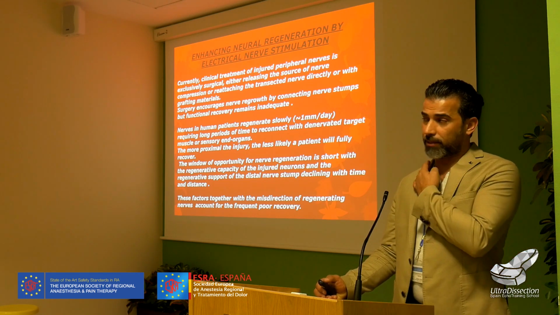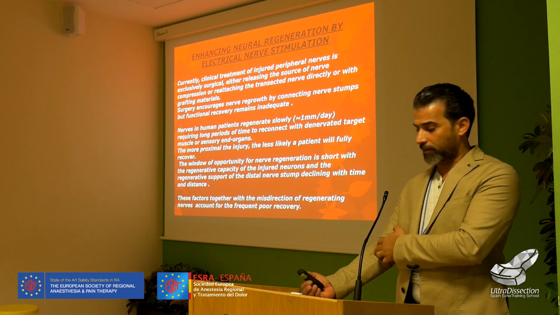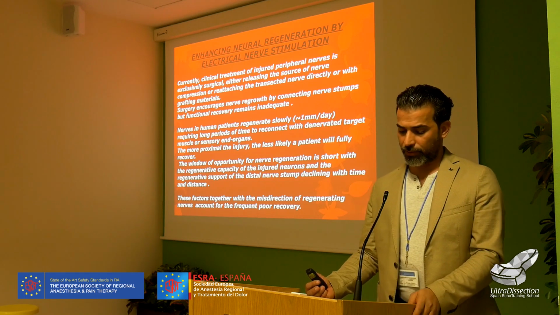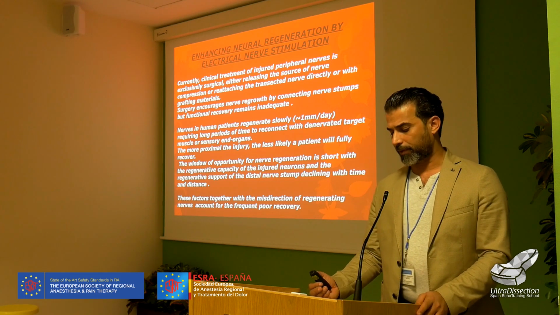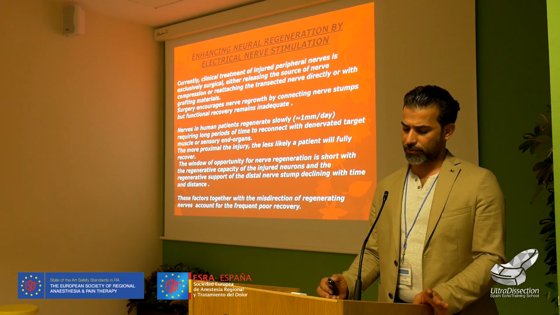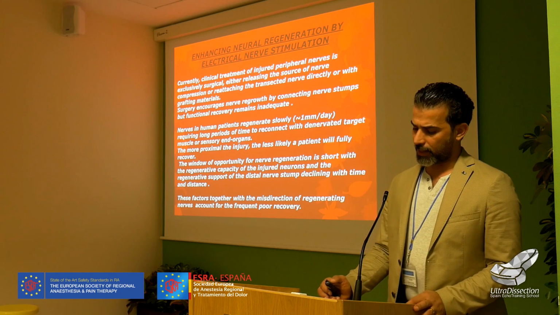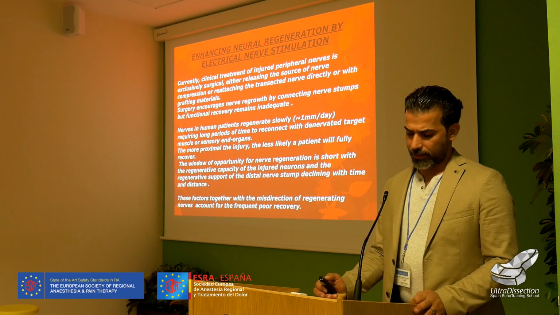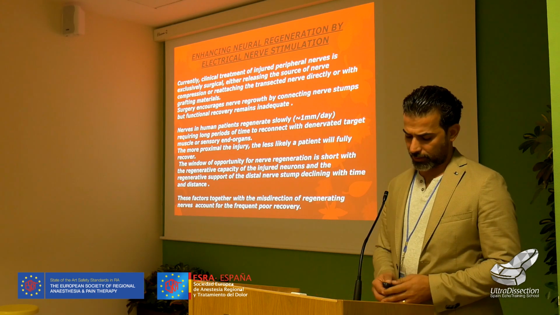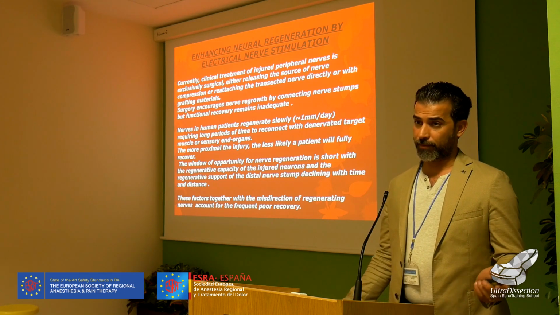So a patient with a brachial plexus injury needs a long time to recover, while a median nerve injury at the cubital fossa needs less time, and that's true for all the nerves. So the window of opportunity for nerve regeneration is short, with the regenerative capacity of the injured neurons and the regenerative support of the distal nerve stump declining with time and distance. These factors, together with the misdirection of regenerating nerves, account for the frequent poor recovery. That's for peripheral nerve injury.